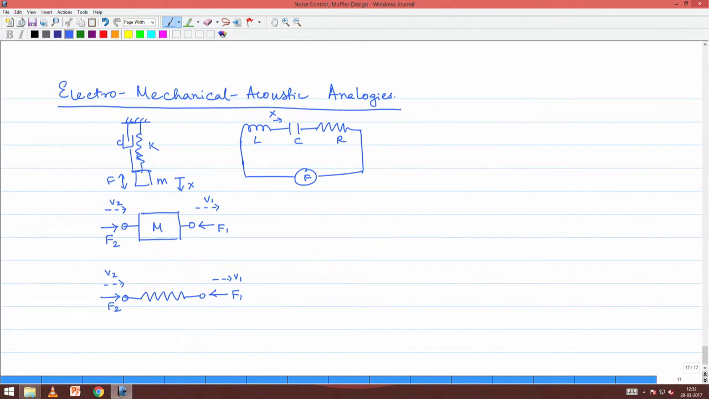You have a mass element and you are talking about V1 which is on the right face of the mass, and you are talking about V2 which is on the left face of the mass. How should V2 and V1 be related? They should be equal, there is no other way out. V2 should be equal to V1. How about F2 and F1?